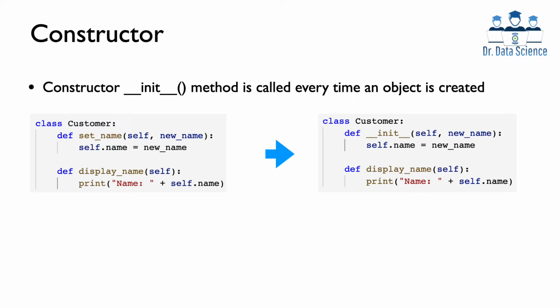The constructor, which is here underscore underscore init underscore underscore, is called every time that an object is created. The nice thing here is that you don't have to explicitly or directly call this method, and that's something that will be done in the background. So how can I convert what we had into this new form?